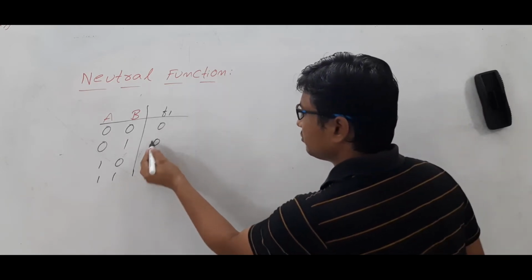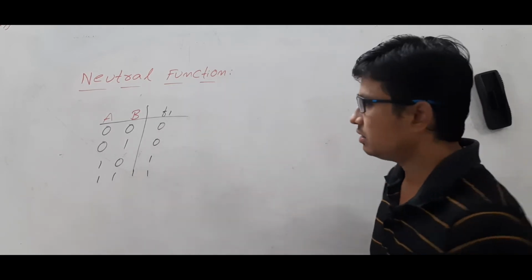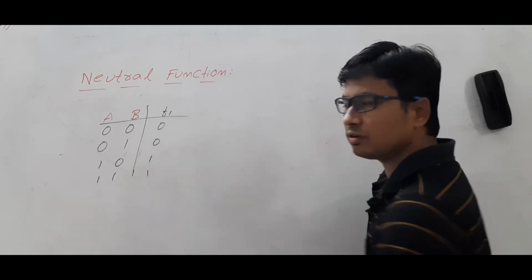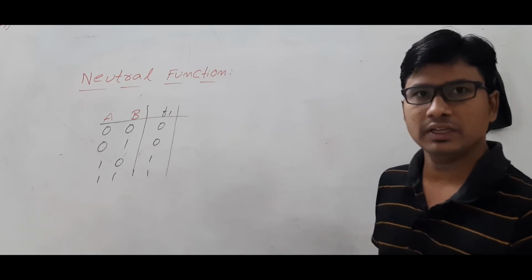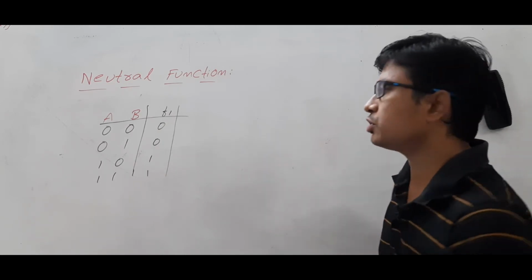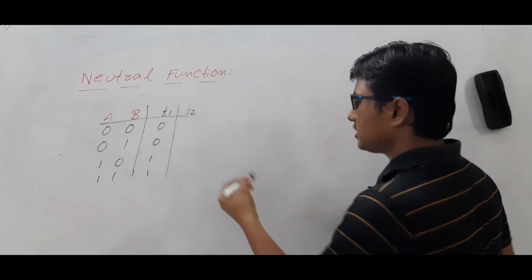Suppose for f1 I have taken 0, 0, 1, 1. Now the number of zeros is equal to the number of ones. So this is one neutral function. What it is, I am not worrying. Is it clear? First I want to tell how many are possible. Let's take another function f2.